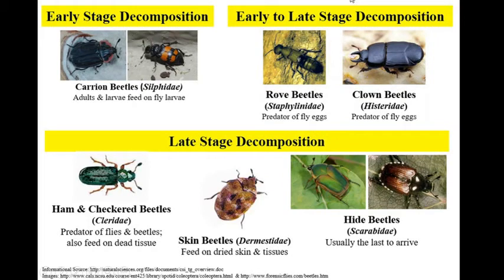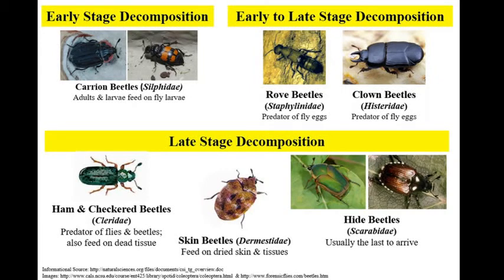Next are the beetles, insects which feed upon dead and decaying matter. These are among the first to arrive on dead and decaying matter. They are called carrion beetles, which belong to the family Silphidae. Adults and larvae feed on the flesh fly or blowfly larvae, whose eggs have been laid on the dead and decaying matter. These insects feed on their larvae.